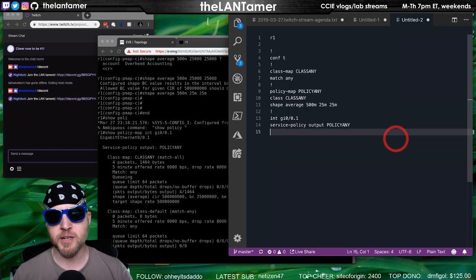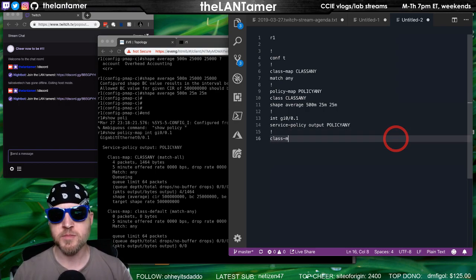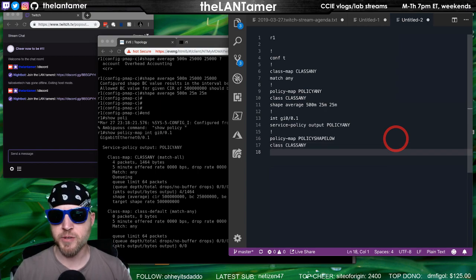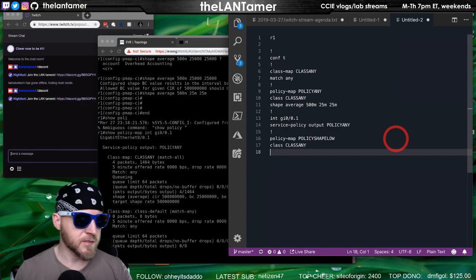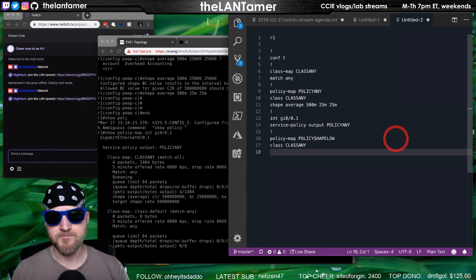All right, so the next one we're going to do is the other subinterface. I should have named these better, right? But that's okay. Class. We're going to use the same class map. Policy map shape low. I will do policy shape low. Class any. Same class. We can reuse it, right? That's the MQC, the modular QoS configuration set. And then shape average is 250 meg.